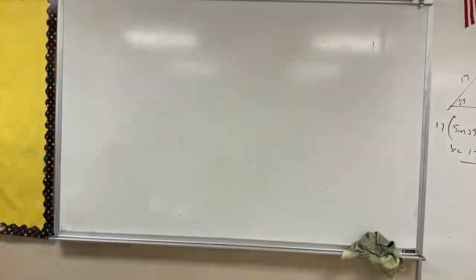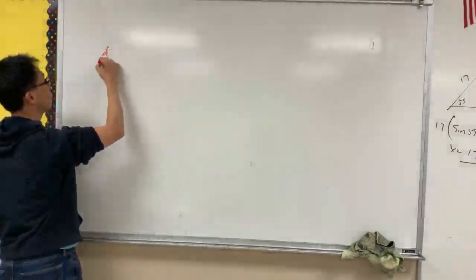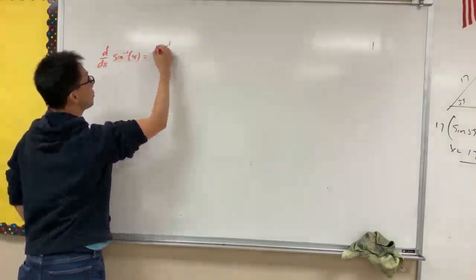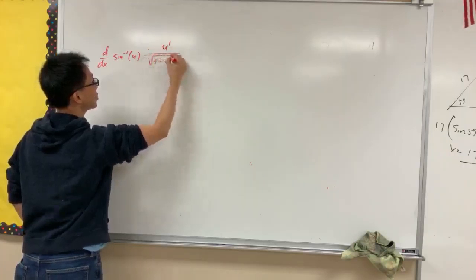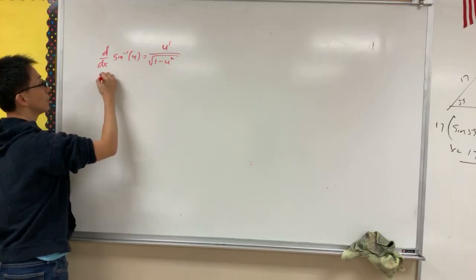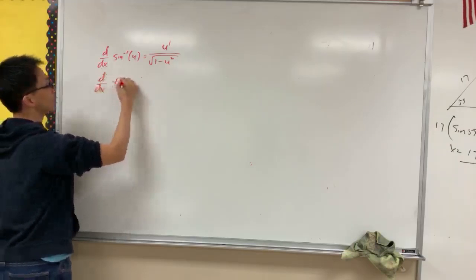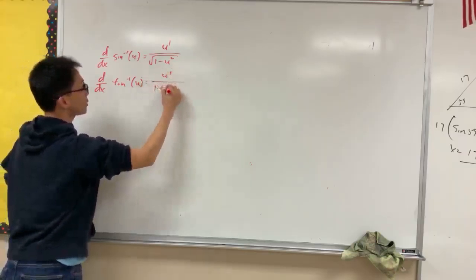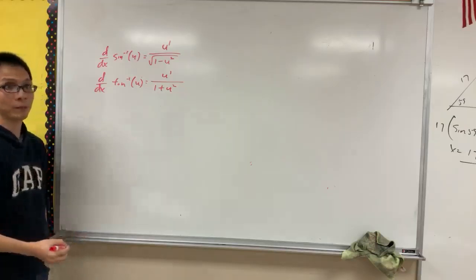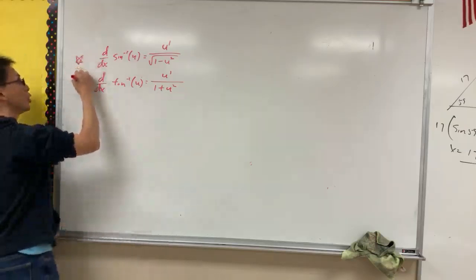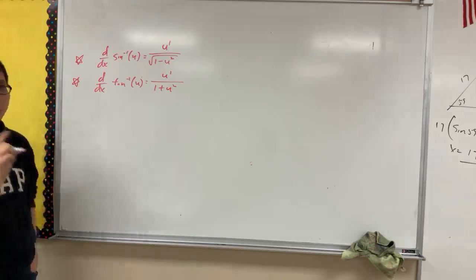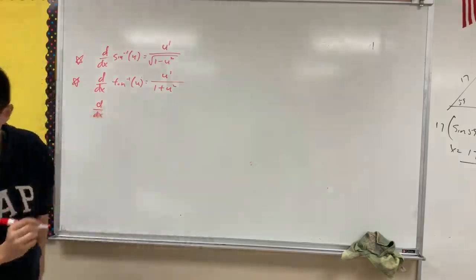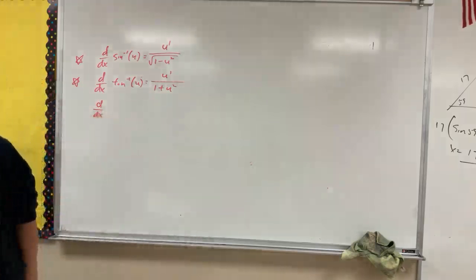Okay, so what is the derivative of sine inverse of u? Well, that's basically u prime over the square root of 1 minus u squared. d/dx of tangent inverse of u is basically u prime over 1 plus u squared. So this is the one that often shows up on the test. The other one is not that important. I'm almost not going to test you. Almost. So more likely I probably won't test you.